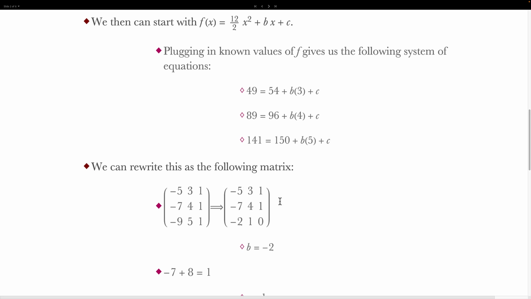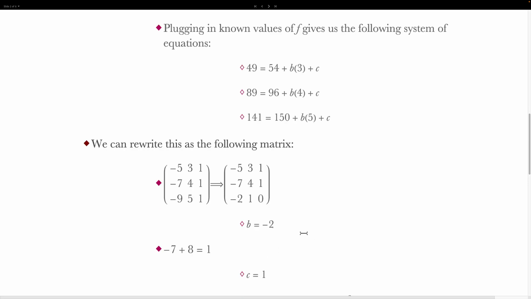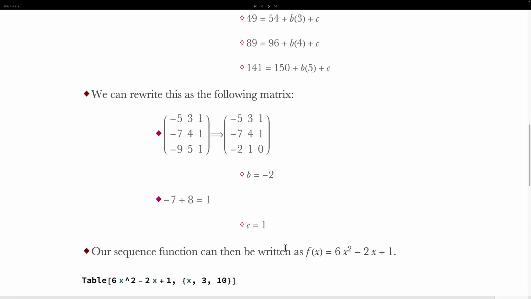Doing an elementary row operation and subtracting the second row from the third row, we get -2 = 1b, which means b must equal -2. From there, we can see that -7 - 4b = 1c. So we can rewrite that as -7 + 8 = 1, giving us a c value of 1. Finally, this gives us a function for a sequence that can be written as f(x) = 6x^2 - 2x + 1.